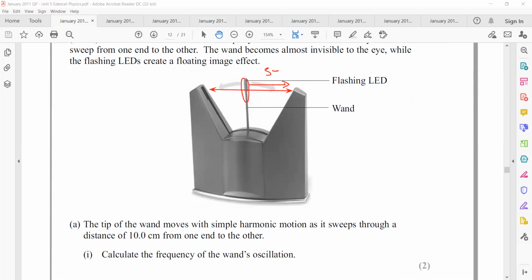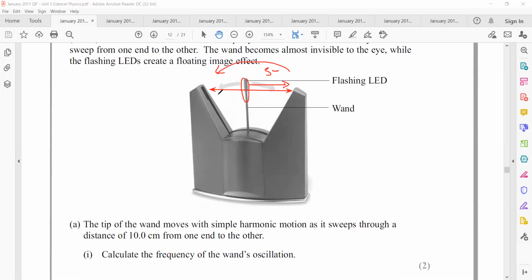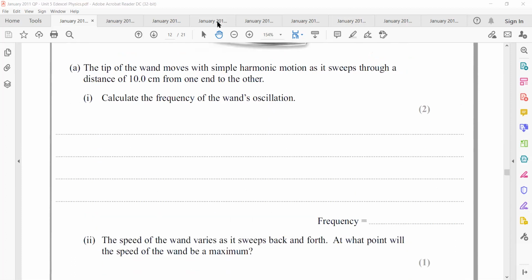But what is the time period? As they mentioned, time period is the time to complete one vibration or one oscillation. So when it is going from one side to another, it was taking, according to the question, 0.0625 seconds. But as it returns, it will also take 0.0625 seconds. So the time period is actually 2 multiplied by 0.0625. Time period and frequency are reciprocal of each other, so frequency will be 1 over time period. So 1 over 2 into 0.0625, that is 8 hertz.